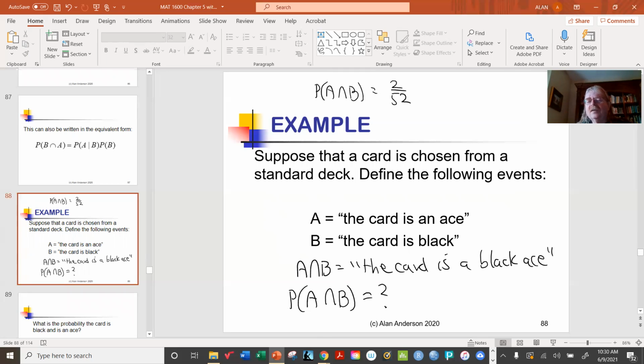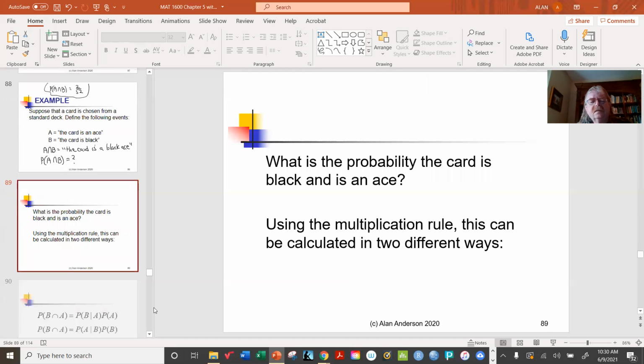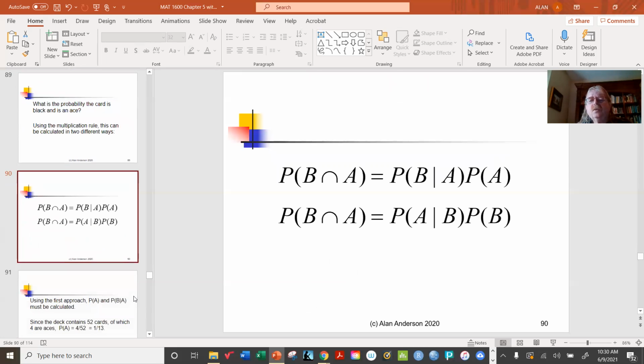It's kind of nice that we already know the answer up front, but we need to understand how this rule works, because this will not usually be the case. It's very unusual that you already know the answer in advance. So how would we do this? Now remember, there's two equivalent ways of doing this. So we'll start with this one.